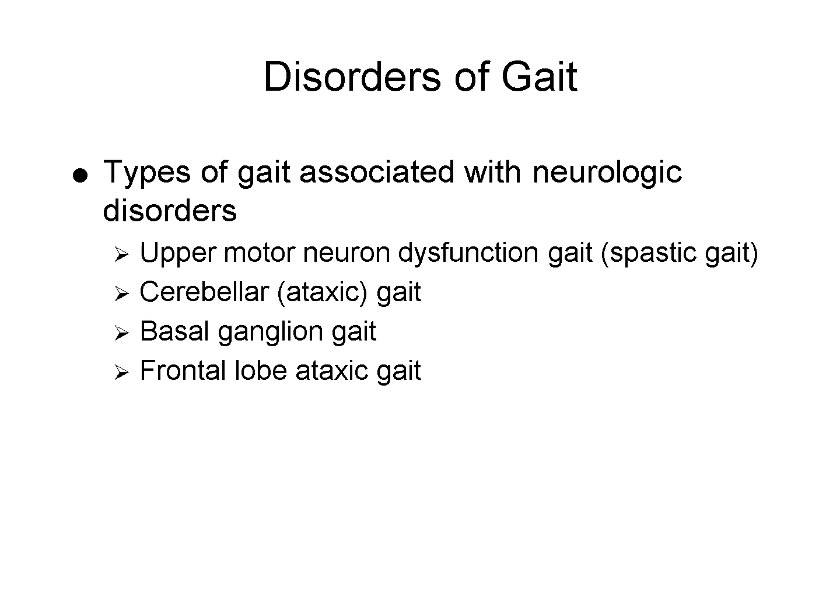Gait disorders are abnormalities in walking patterns that result from dysfunction in specific areas of the nervous system. When upper motor neurons are damaged, patients often exhibit a spastic gait, characterized by stiff, dragging movements and reduced flexibility in the legs. If the cerebellum is affected, balance and coordination suffer, leading to an ataxic gait that appears wide-based and unsteady. Basal ganglion disease can cause a shuffling, Parkinsonian gait, while damage to the frontal lobes can result in a hesitant, short-stepped walk that reflects both cognitive and motor impairment.